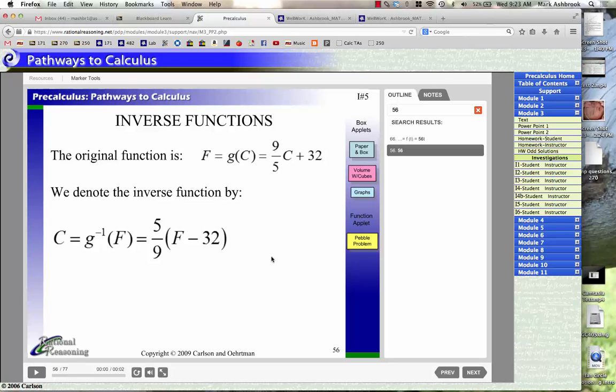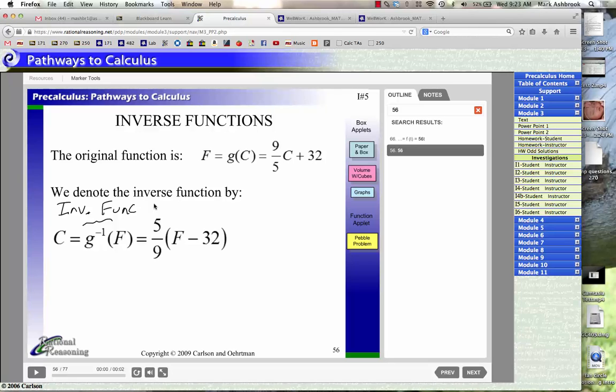Okay, so this is the idea of inverse functions. We started with g of c was 9/5 c plus 32. And so here's the notation. This is not an exponent. That does not mean to the negative 1. It does not mean 1 divided by g of f. It's the notation that we use for inverse. So this notation means the inverse function. It's not the greatest notation. Why? Because you might think it's to the negative 1 or 1 divided by g. That's not what it is. It means an inverse function.